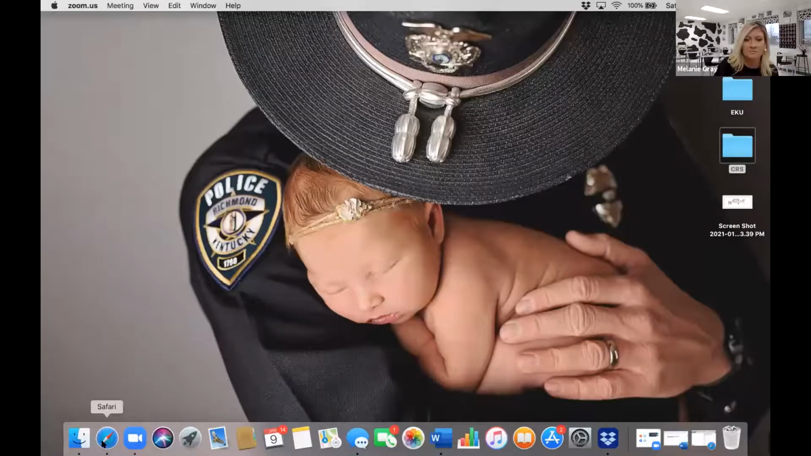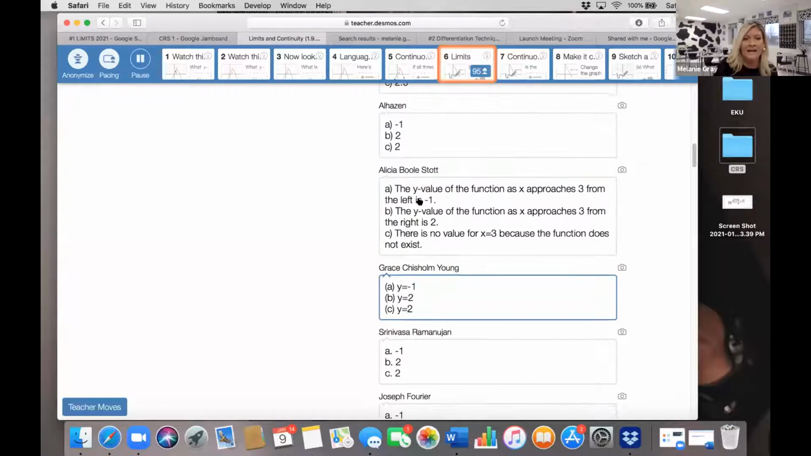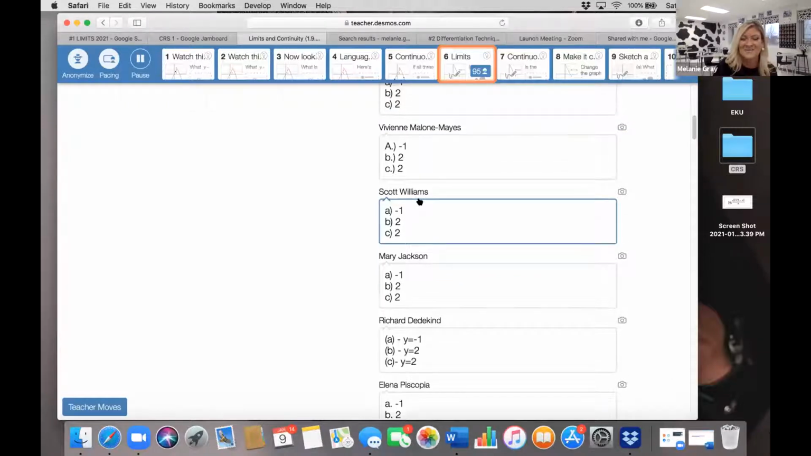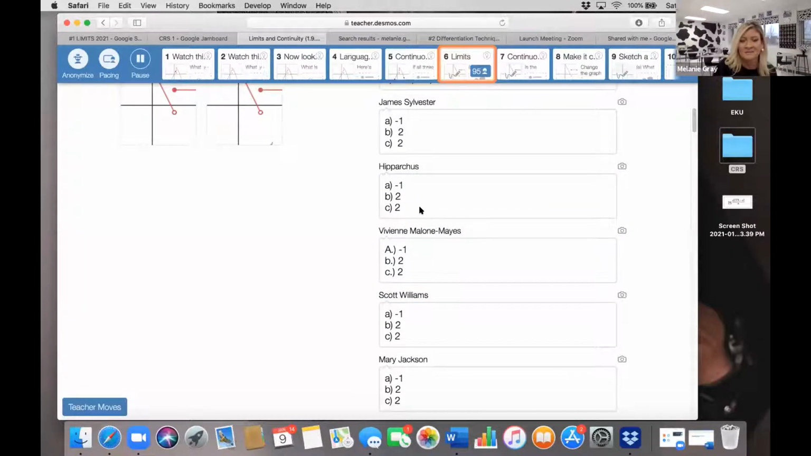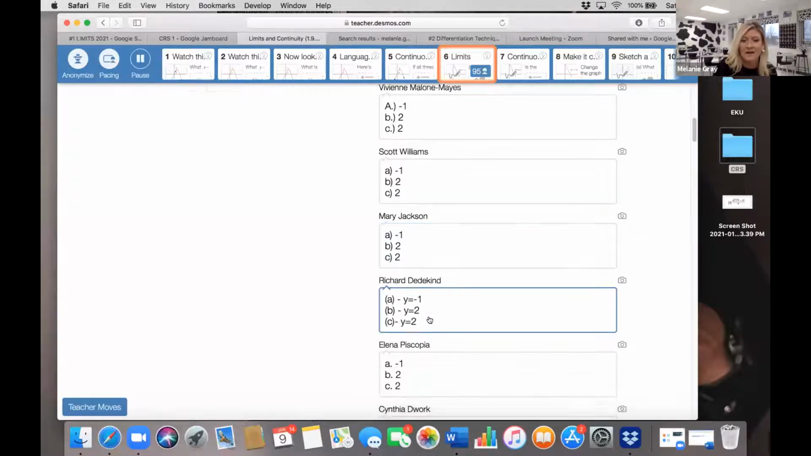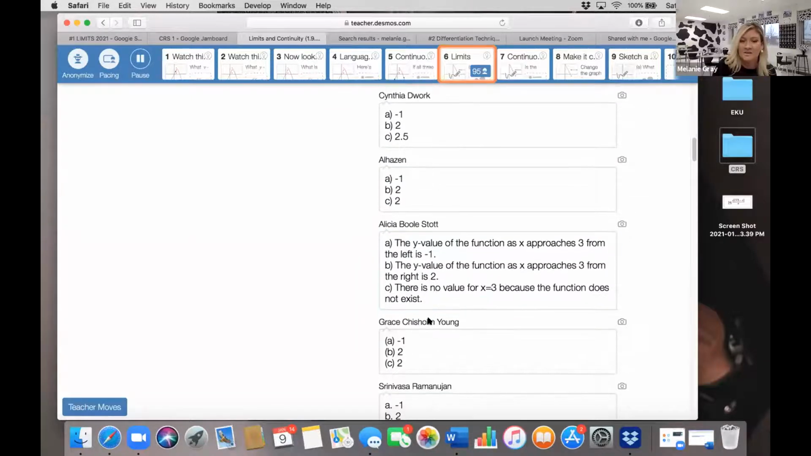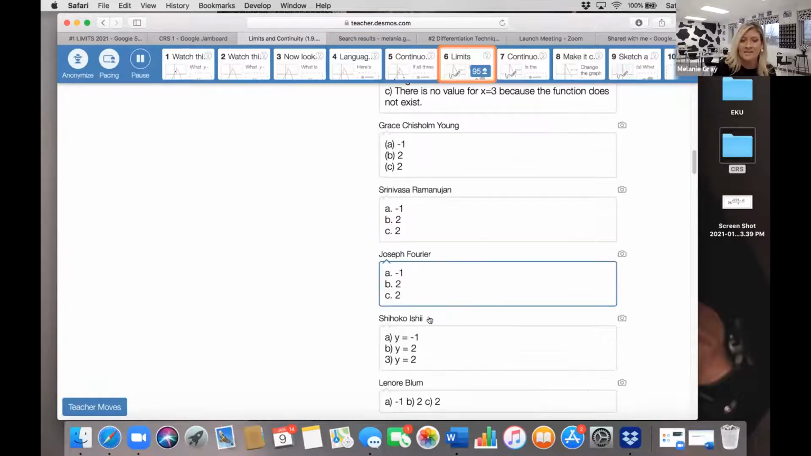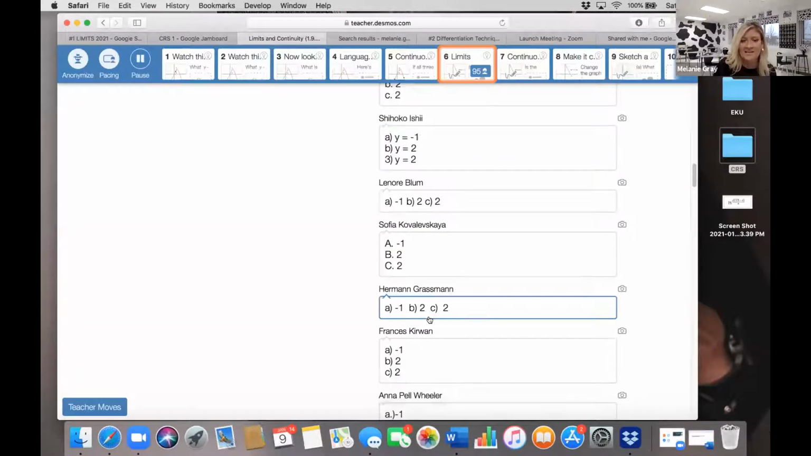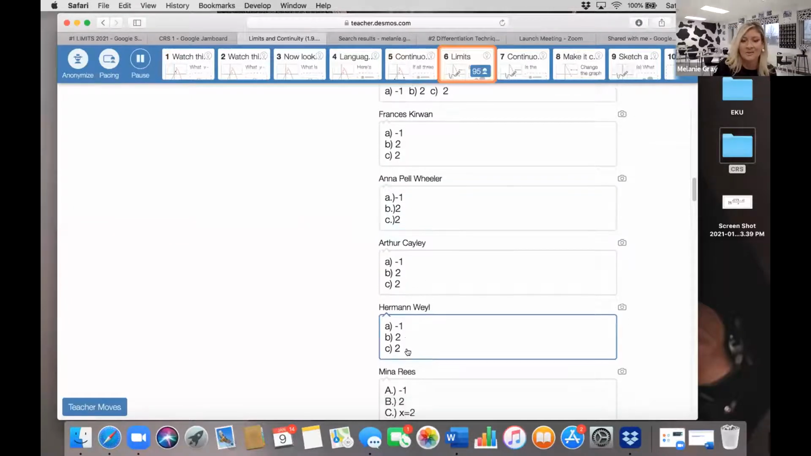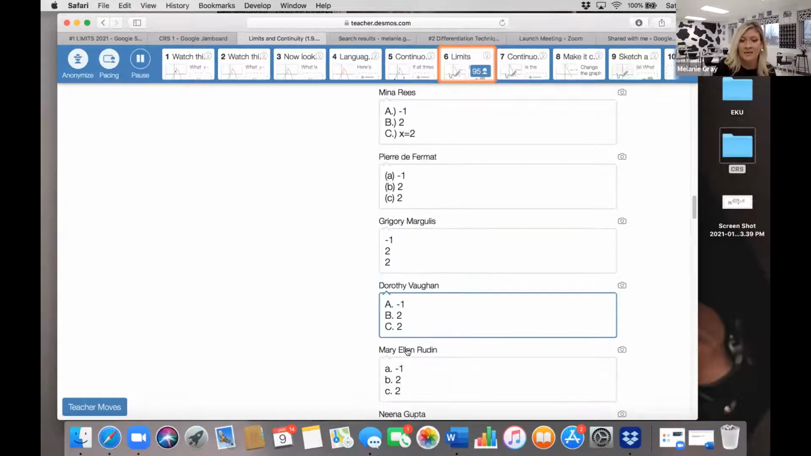All right, let me share my screen now, and I'm going to just go through. Now, I have changed your name so that you are anonymous. All of these names are names of mathematicians and whatnot. So these are your answers with your name changed. Just to scroll down through here, you guys can see we've got some rock stars in the virtual room this morning. -1, 2, and 2. Looks like most of you are agreeing on this answer.